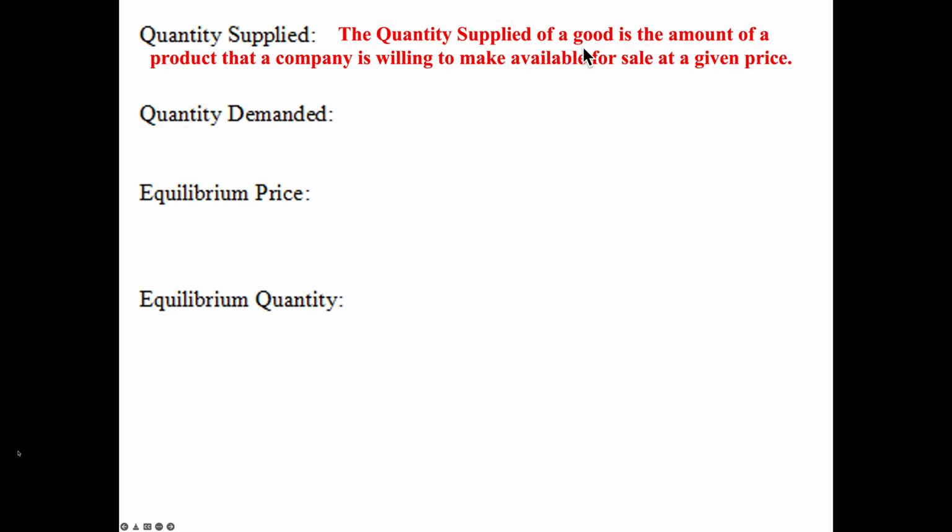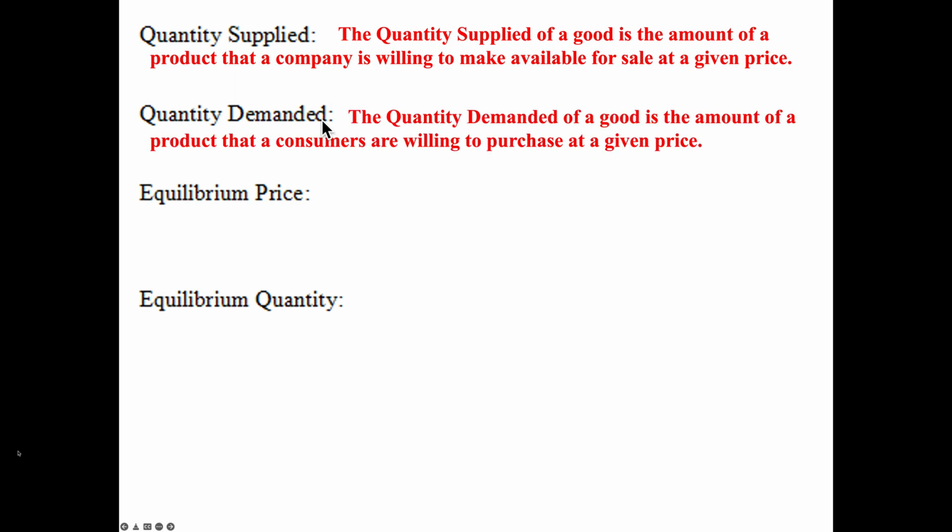Okay, so this is all about the company supplying the quantity. Quantity demanded, that's going to be all about the consumer. The quantity demanded of a good is the amount of product that the consumers are willing to purchase at a given price, which makes sense, because if the price is way too high, no one's going to buy it. Then they have excess inventory. All right, what do they do? They put it on sale.